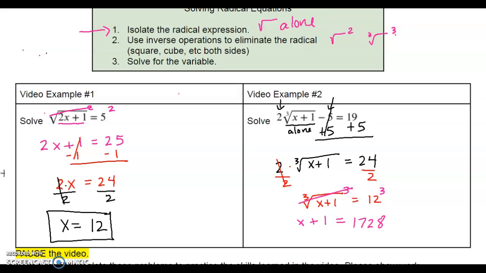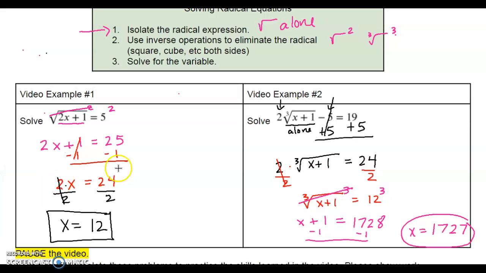And then from here, to get x alone, we want to move the 1, so we're going to subtract 1. So x equals 1,727. Okay? So get the root alone, squared or cubic, and then solve.